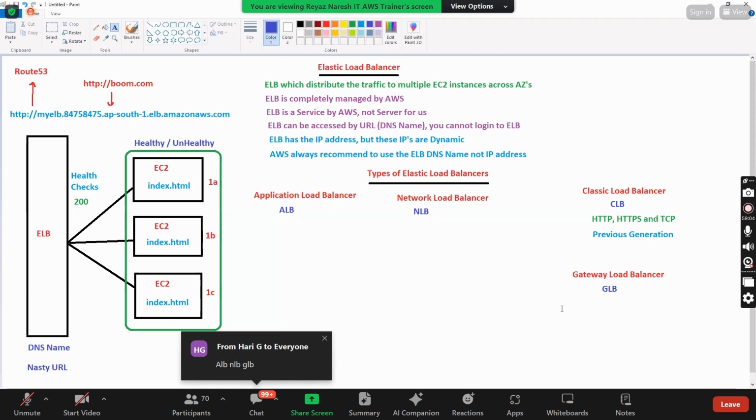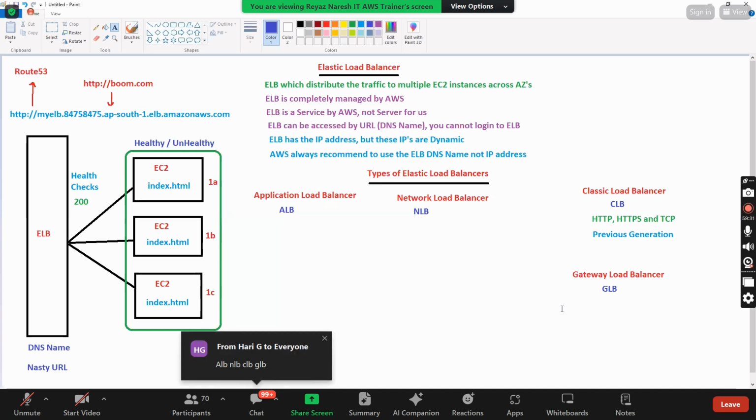Come on, see here, guys. How many types of load balancer are there mainly? 4. What are those? Application load balancer, network load balancer, classic load balancer, gateway load balancer. Again, one more time. First one, application load balancer, network load balancer, classic load balancer, gateway load balancer. In shortcut, ALB, NLB, CLB, GLB.